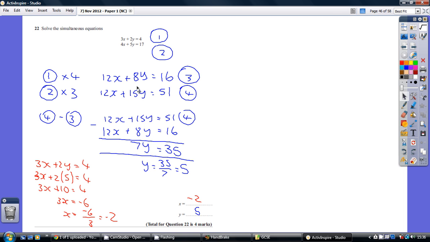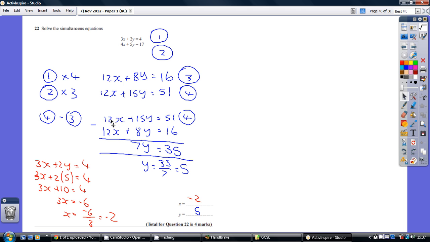Right, I'm now in a position to eliminate my x's. Now because it's a positive 12x and a positive 12x here, to cancel them out, I'm going to have to choose to take away the equations from each other. Now I'm actually going to put equation 4 on top, because by taking this 3 away from 4, I'm going to get some easier numbers elsewhere.